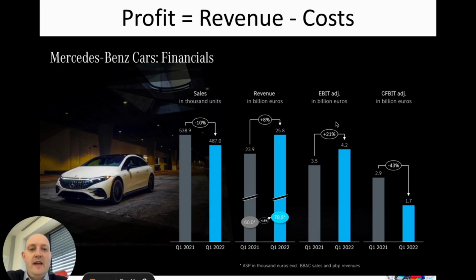We can also look over here at something called the EBIT. This is earnings before interest and tax. This is another way of basically saying profit. You can see they made a profit of 4.2 billion euros. So we're going to be looking at all of these during this chapter.